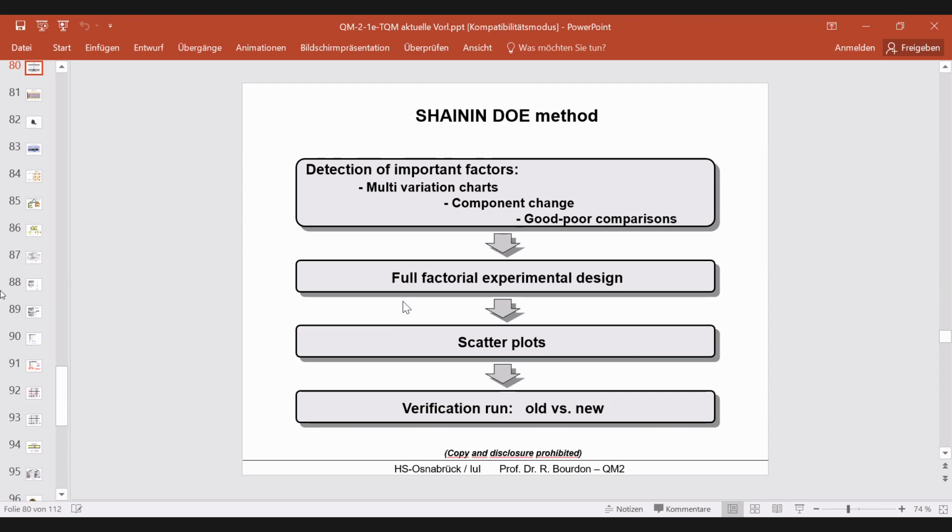Anyway, next step is variation plots, or Shainin called it scatter plots. Then you have the verification, a verification run, to analyze if it is better after the optimization in comparison to before the optimization.